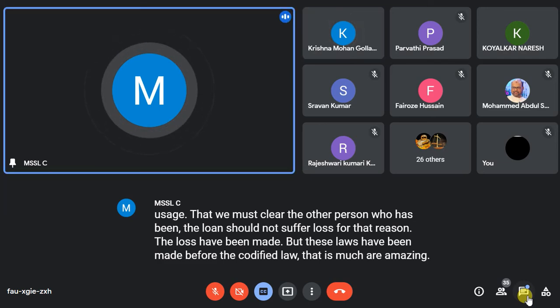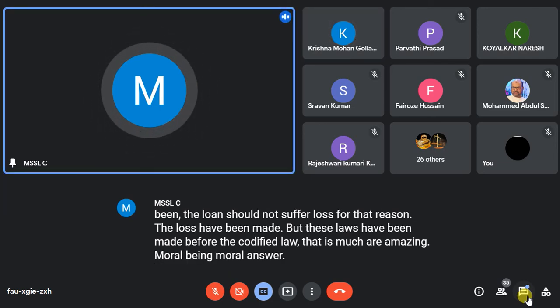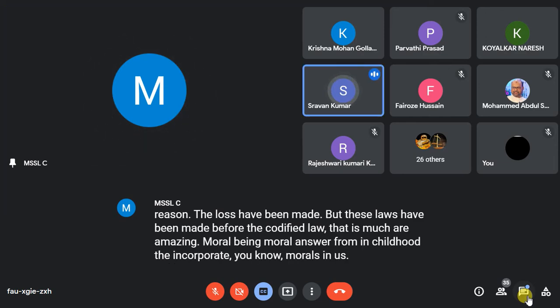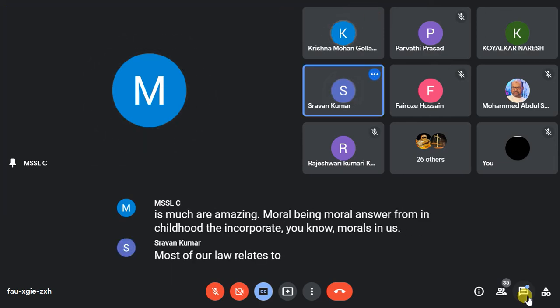Morals, moral customs, our conduct should be like that, and they incorporate morals in us from childhood. Most of our law relates to morals only, na ma'am?